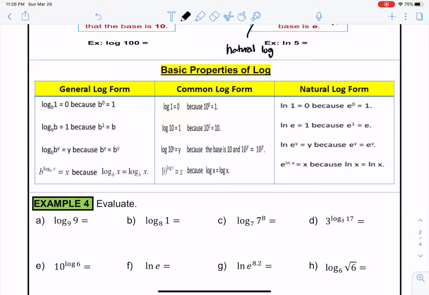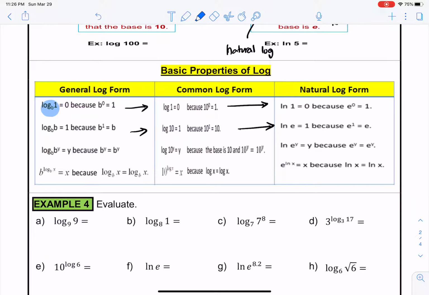The properties of log, as you can see, are pretty much the same across the spectrum. In other words, whether you have a different base b, or you have base 10 or natural log, the properties remain the same, which are: log base b of 1 is 0, log base b of b is 1, log base b of b raised to y is y, and b raised to log base b of x is simply x.